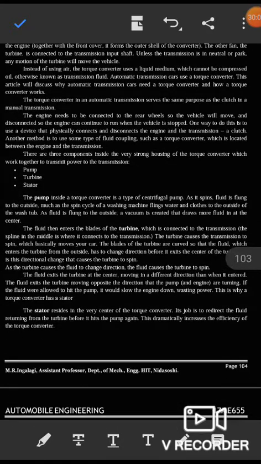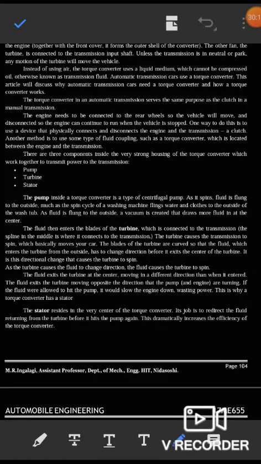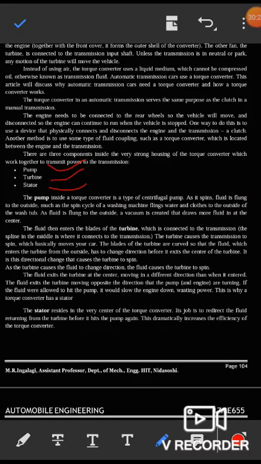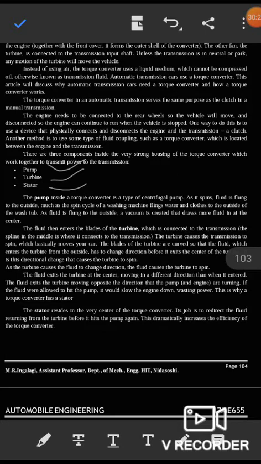There are three components inside the very strong housing of the torque converter which work together to transmit power to the transmission: pump, turbine and stator. Okay, one by one we'll see those. The pump inside the torque converter is a type of centrifugal pump. You know about the centrifugal pump, which is there in our fluid mechanics lab. So the same type of pump we are having here in the torque converter.